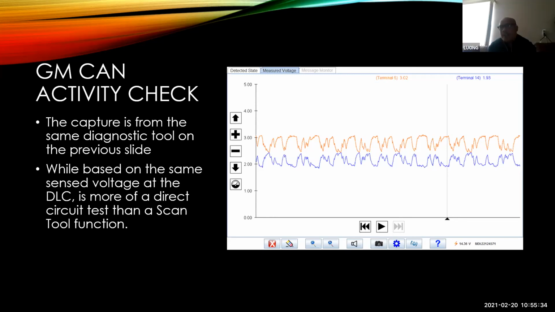What kind of code do we fix first, though? Communication code or the regular code? Communication. I would fix the one that's the most specific first.